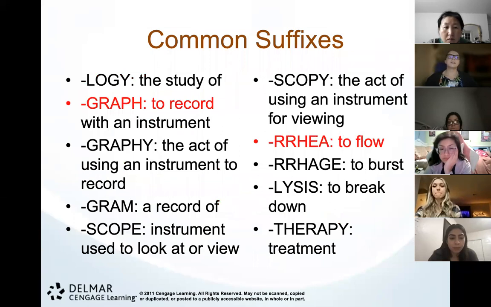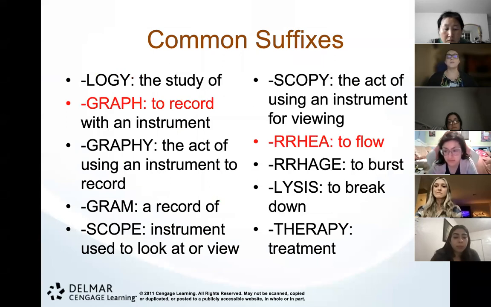Continuing on with the suffixes, ology, that's the study of. So again, like thinking of cardiology, the study of the heart. Graph, that's to record with an instrument, versus graphy, which is the act of actually using the instrument to record. Gram is a record of. Scope being the instrument to look at or view.